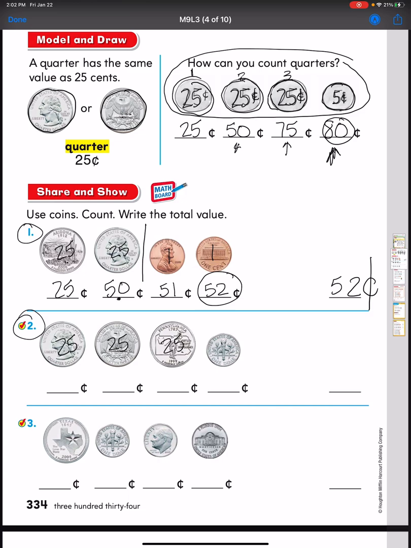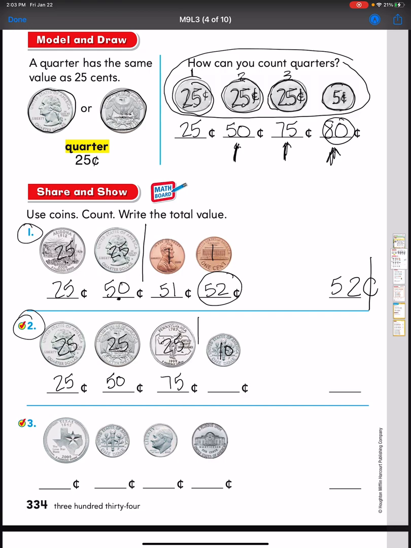So now I have a dime, and a dime is worth 10 cents. I need to add up what I've got. So 1 quarter is worth 25 cents. 2 quarters, remember, is worth 50 cents. 3 quarters is worth 75 cents.